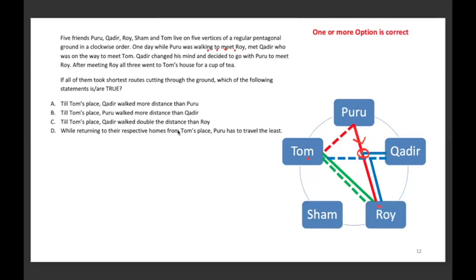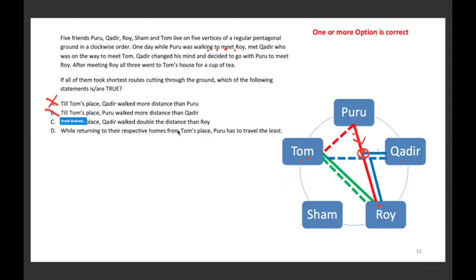Now, first one. Till Tom's place, Kadir walked more distance than Puru. Now ये वाले junction तक both of them are traveling the same distance. यहाँ से आगे भी they are covering the same distance, and then from Roy to Tom's place they are also traveling the same distance. So actually they are walking equal. No one is walking more or less than the other. Okay, so A वाला part गलत है. B, till Tom's place, Puru walked more than Kadir.